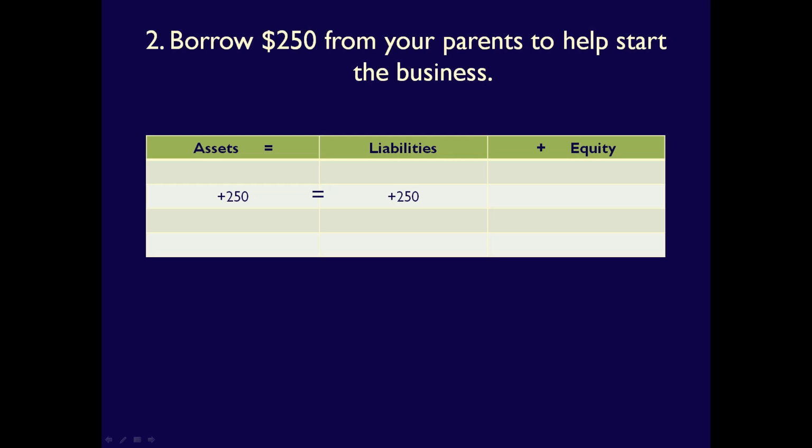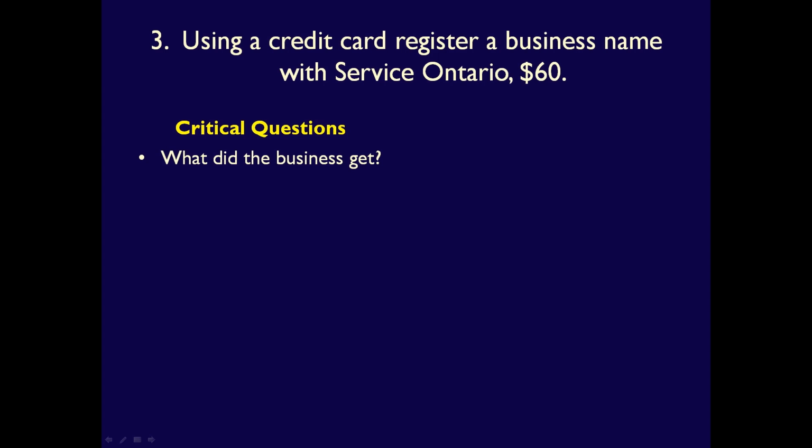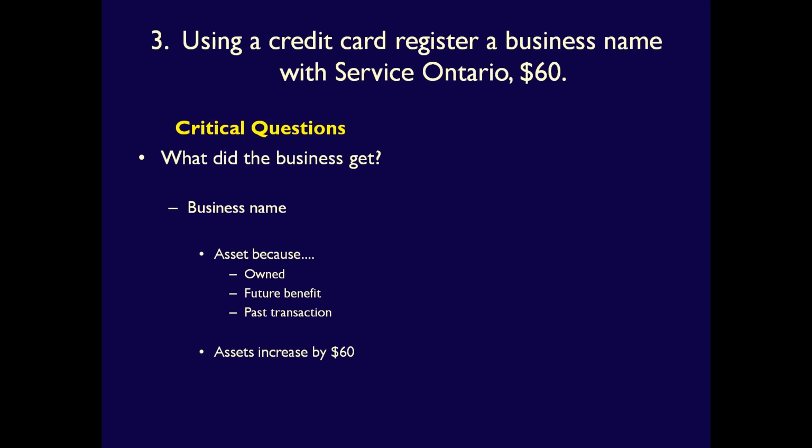Let's record this activity in the basic accounting equation. Assets increased $250, liabilities increased $250. Next transaction. 3. Using a credit card, registered a business name with Service Ontario, $60. What did the business get? They got a business name. Is that an asset? Yes, because having a name will help us to run our business in the future. The name is now owned by the business, and it is due to a past transaction.